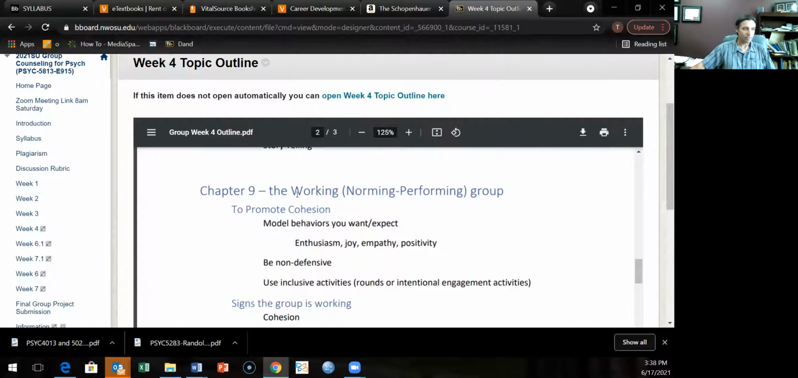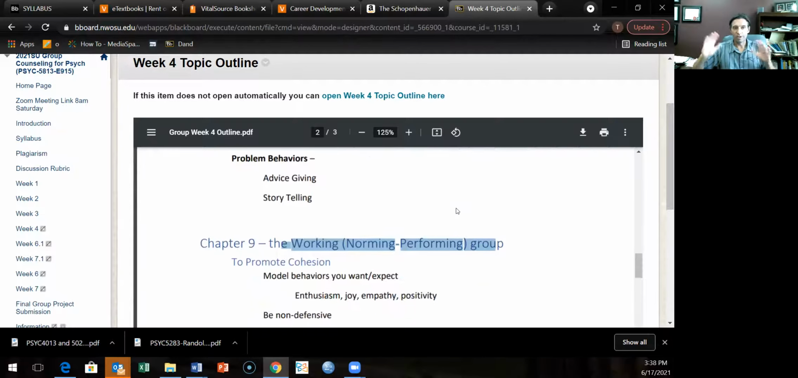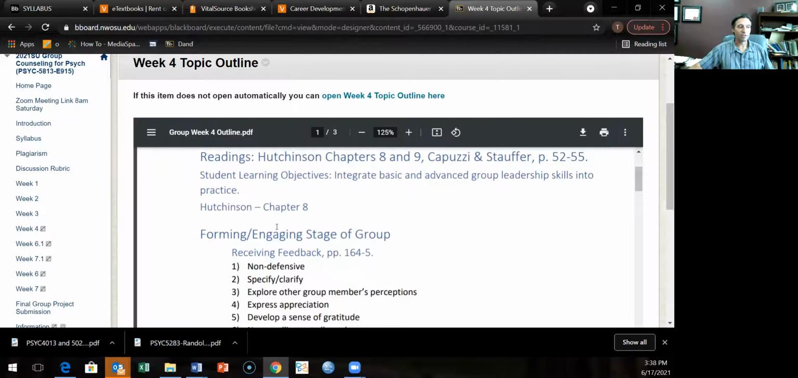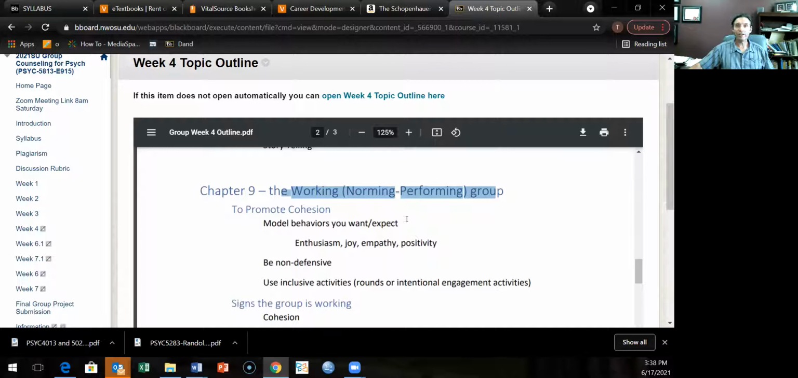Chapter 9. This is when the group is working, so you'll know, okay, what stage am I in? If people are still trying to find their roles, still trying to figure out what they're doing, I'd say that's still the forming stage, the engaging stage of group. Now, it's fun to see a group that's working, that's actually in the performing stage.